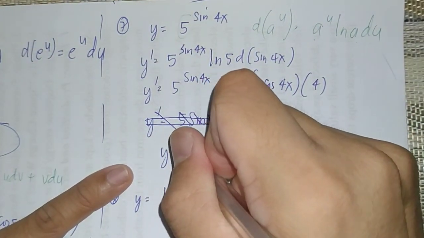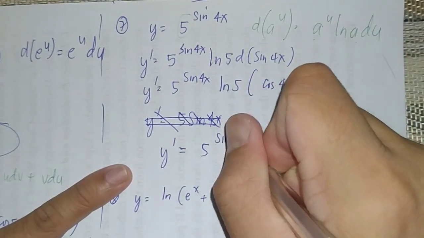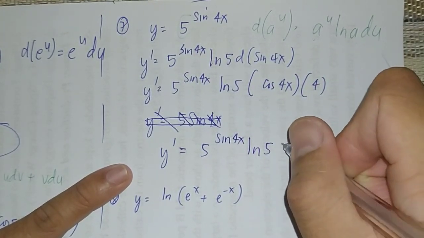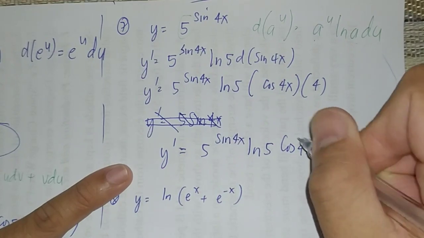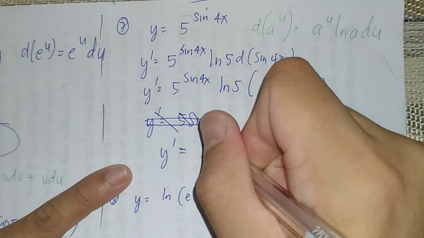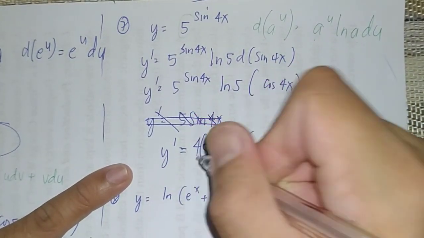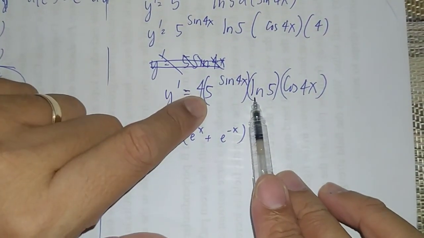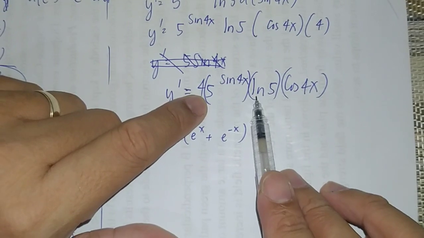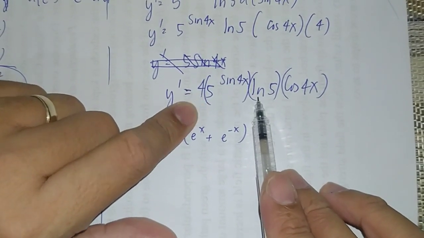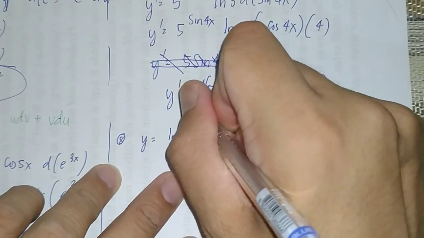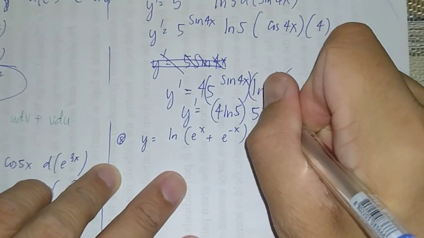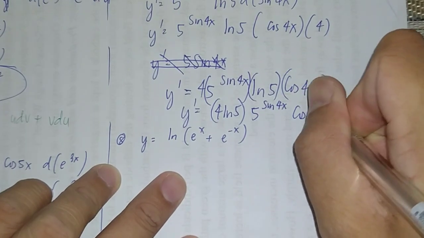So y prime here is 5 raised to sine 4x, ln 5, cosine 4x multiplied by 4. Ano ba yun? Ang dami namang multiplier. So this 4 and ln 5, pwede mong ipagsamahin. Since this is a constant, so that's y prime is 4 ln 5 multiplied by 5 raised to sine 4x cosine 4x.